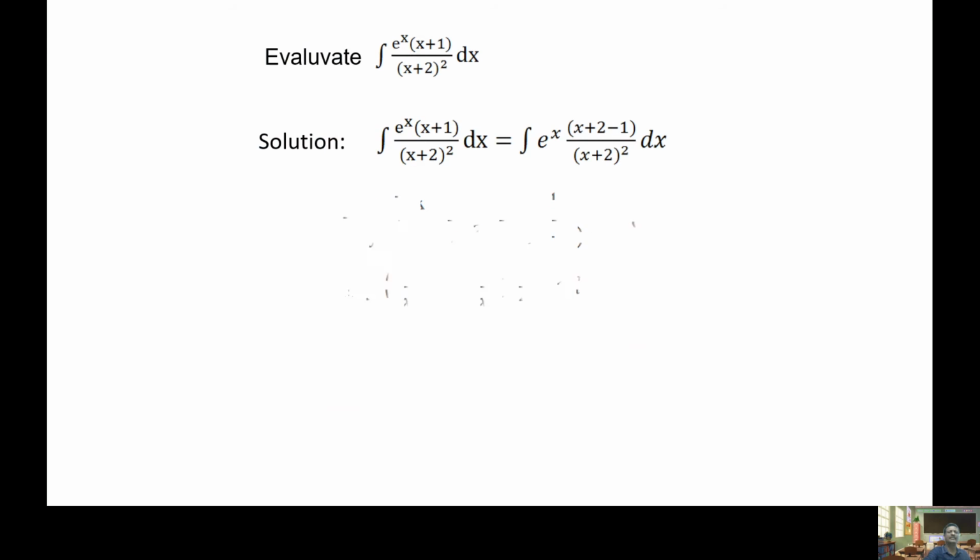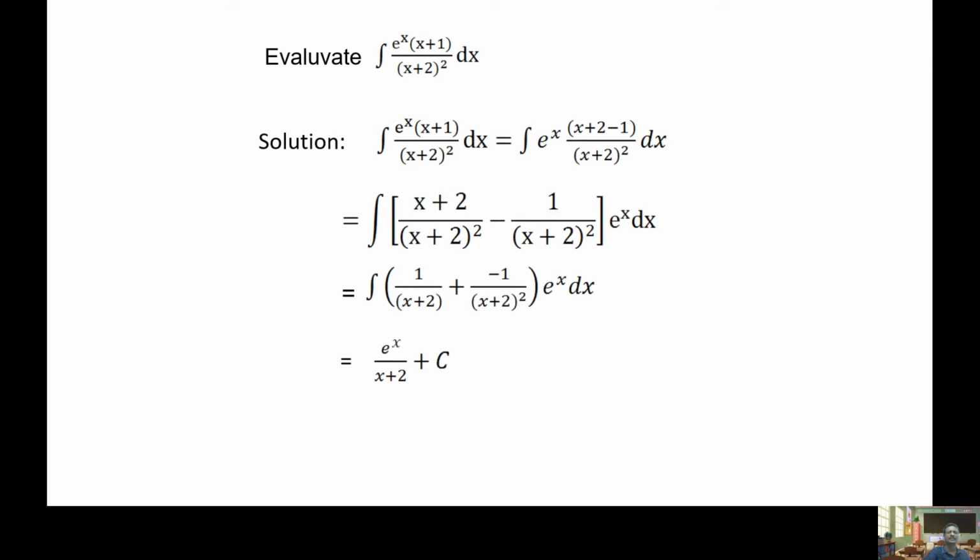Now evaluate integral e raised to x into x plus 1 by x plus 2 the whole square. So you arrange it like this. x plus 2 minus 1 by x plus 2 the whole square. Split it into 2. So x plus 2 by x plus 2 the whole square minus 1 by x plus 2 the whole square. So now you are getting 1 by x plus 2 minus 1 by x plus 2 the whole square.